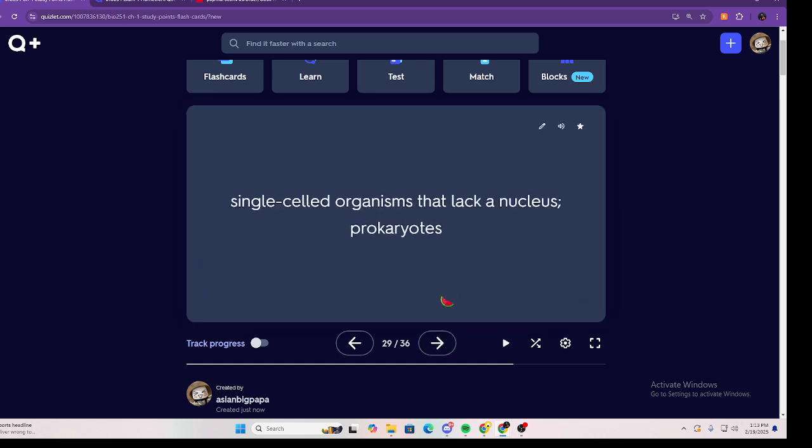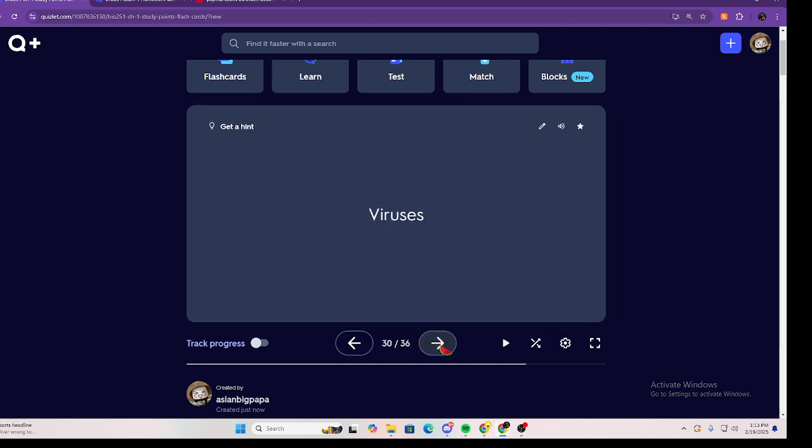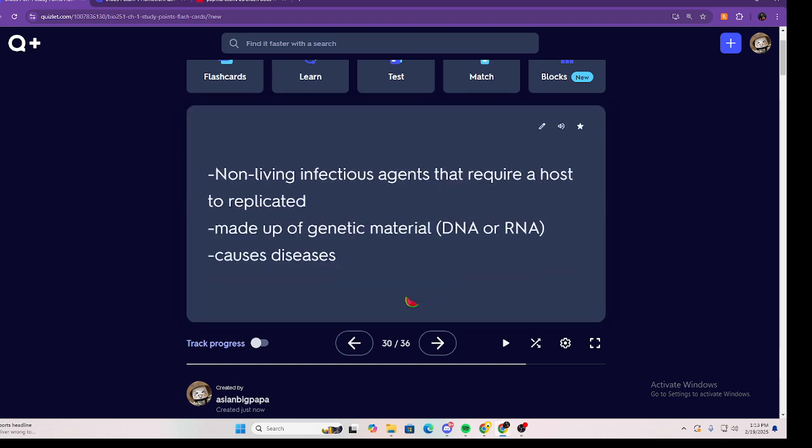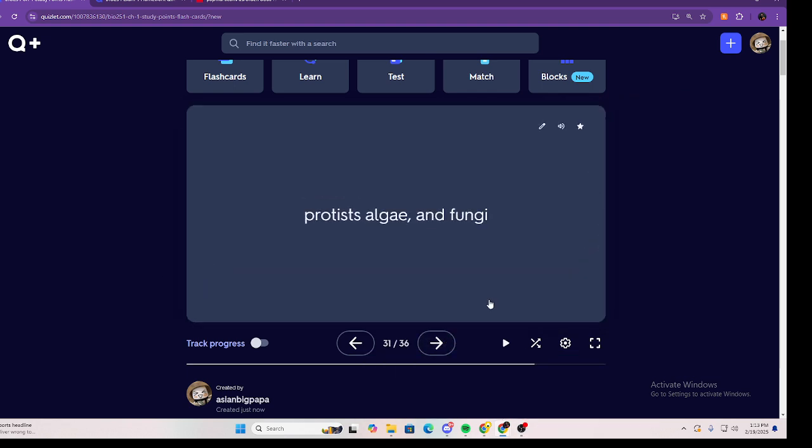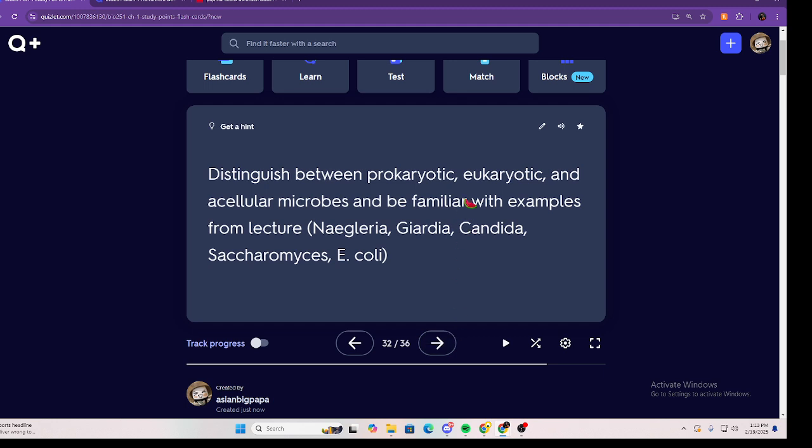Bacteria. So it's a single-celled organism that lacks a nucleus, is prokaryotic. You need to know that. Viruses, acellular. Infectious agents that require a host to be replicated and are made up of genetic material, so DNA or RNA, and basically cause diseases, right? Okie dokie, eukarya: protists, algae, and fungi. You don't really need to know about archaea that much. And some prokaryotic and eukaryotic acellular microbes with examples.